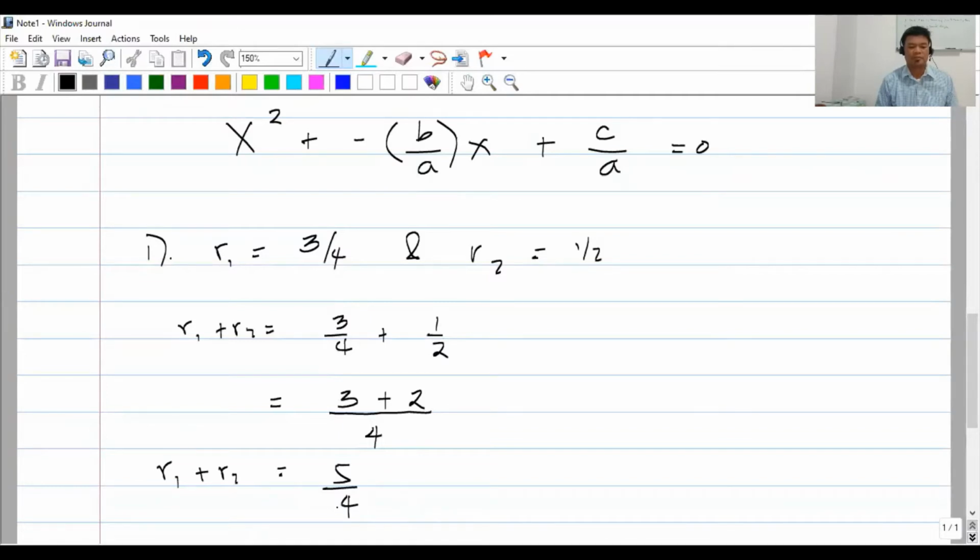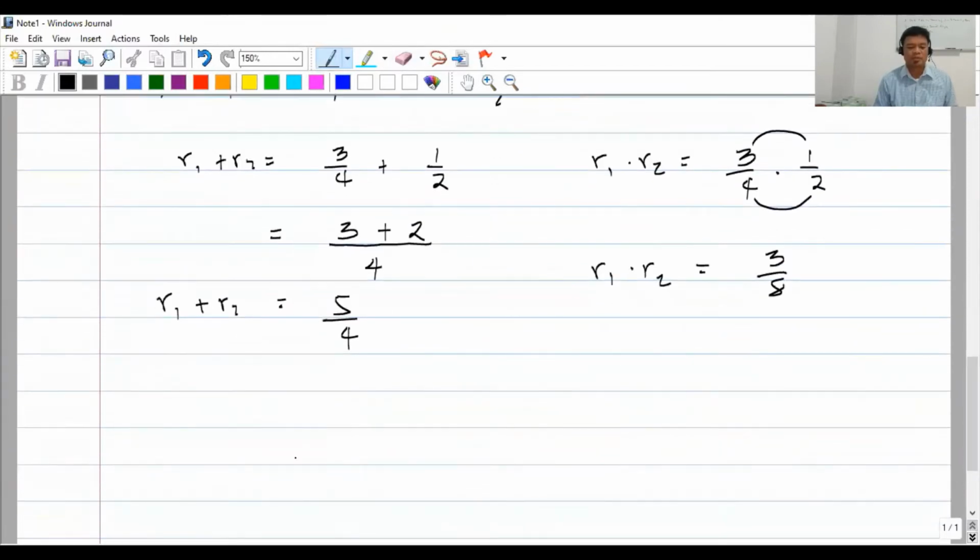Okay, 5 over 4. And the product, R1 times R2, is equal to 3/4 times 1/2. And in multiplying fractions, we just multiply numerator by numerator and denominator by denominator. So we have the product of the two roots, R1 and R2, is 3 over 8.